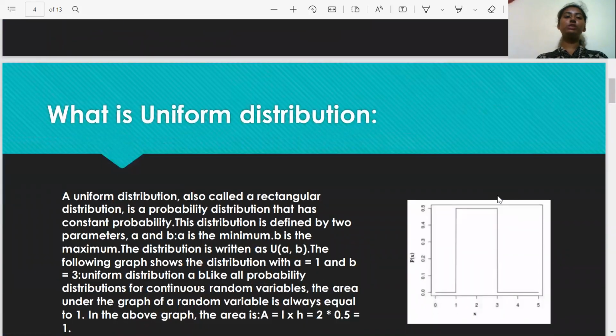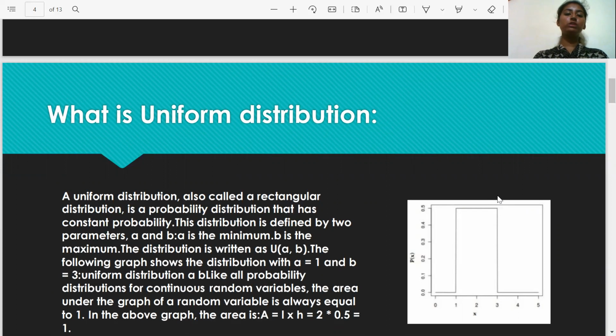What is uniform distribution? A uniform distribution, also called a rectangular distribution, is a probability distribution that has constant probability. This distribution is defined by two parameters, A and B. A is the minimum, B is the maximum. The distribution is shown in the following graph with A equals 1 and B equals 3.